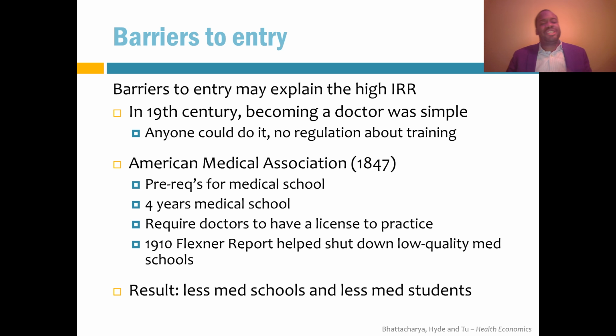So all of this is explained by the barriers to entry, and we talked about this in the first class: barriers to entry to becoming a doctor. In the 19th century, becoming a doctor was simple. Anyone could do it. There wasn't training. But the American Medical Association came about and made prerequisites for medical school. They made school four years. They made it a license that you have to have to practice.